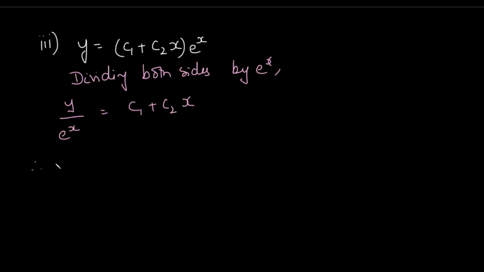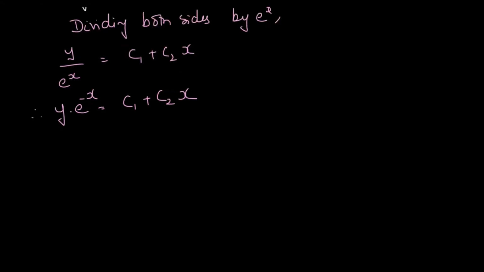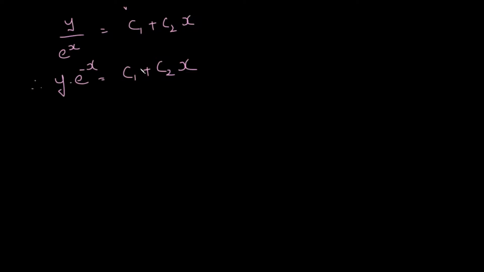Therefore we can write y into e raised to minus x. Let us bring that e raised to x in the denominator to the numerator. So we get y into e raised to minus x is equal to c1 plus c2x. So by doing this step, you see that upon differentiation, we already lose one of the constants. C1 will go away upon differentiating.